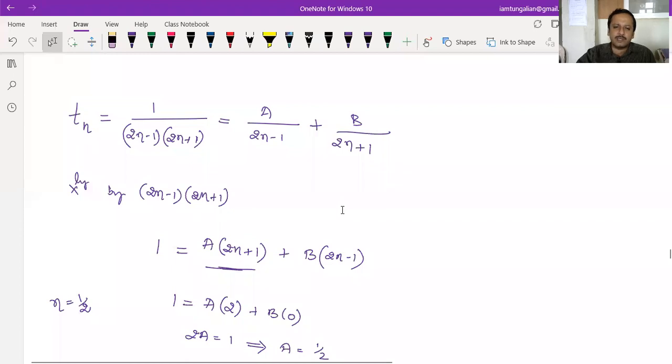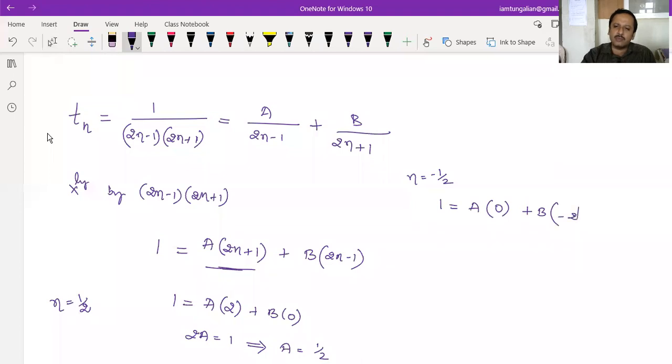Okay, not enough space. Now I want the value of B. For that, I have to make this as 0. So put n equal to minus 1 by 2. When I put n equal to minus 1 by 2, we get 1 is equal to A into, 2 gets cancelled, minus 1 plus 1, that is 0. Plus B into, put n as minus 1 by 2, 2 gets cancelled, minus 1, minus 1, minus 2. Which means 1 is equal to minus 2B, which implies B is equal to minus 1 by 2.